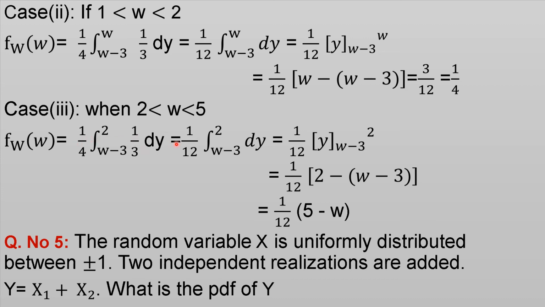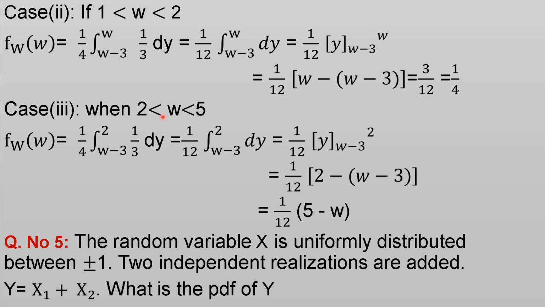So it will be 1 by 12 integral dy from w minus 3 to 2. Integral dy means y, so take the difference at the upper and lower limits, 2 and w minus 3. 1 by 12 into 2 minus (w minus 3) is equal to 5 minus w. So 1 by 12 into (5 minus w) is the probability density function of the sum w equal to x plus y when w lies between 2 and 5.